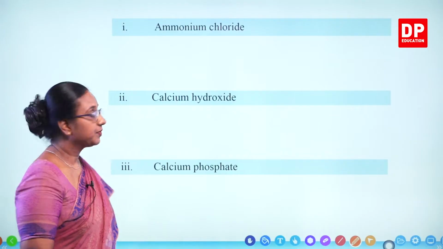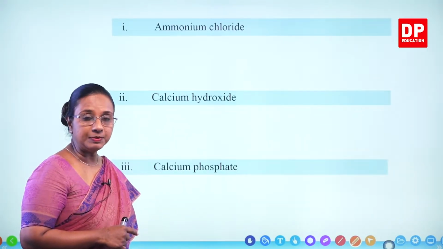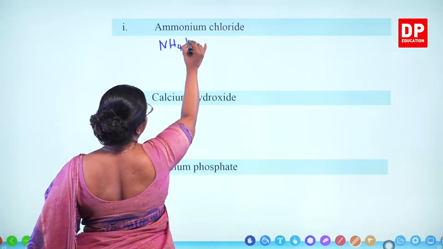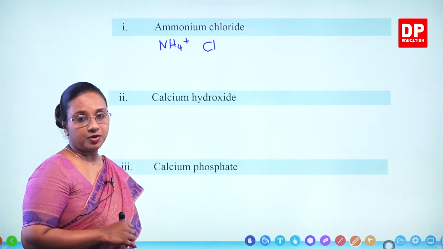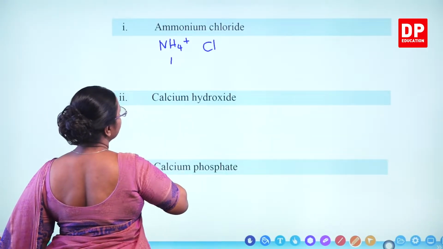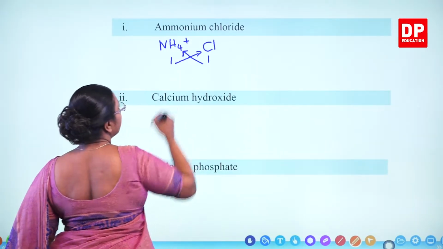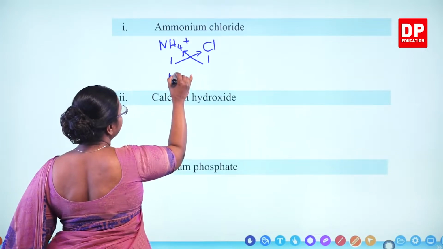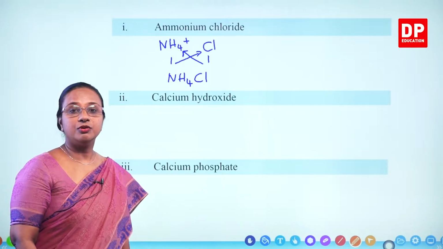ammonium chloride. So, you can remember the chemical formula of the ammonium ion. Yes, it is NH4 plus and chloride is the Cl atom or Cl minus ion. If we look at the valencies, NH4 plus has 1 valency, Cl has 1 valency. You exchange the valencies, both are equal and they are equal to 1. Therefore, we can directly write it as NH4Cl. We do not need to write the 1.